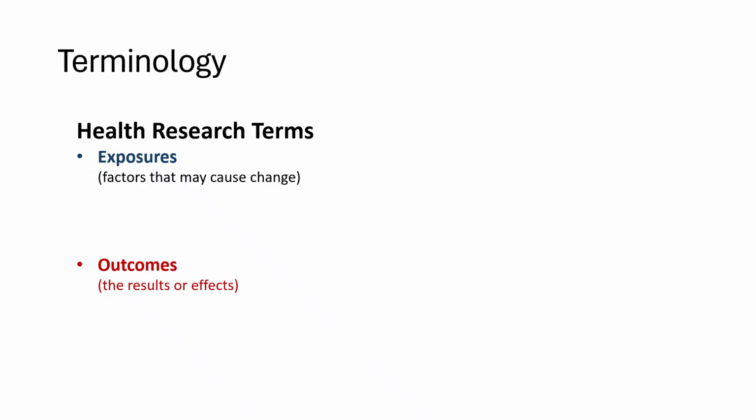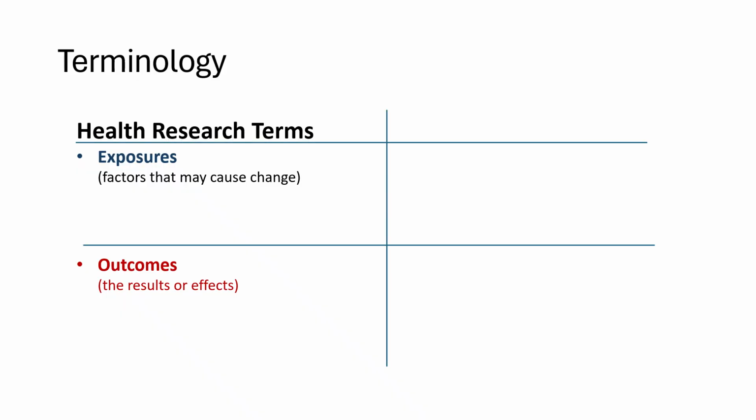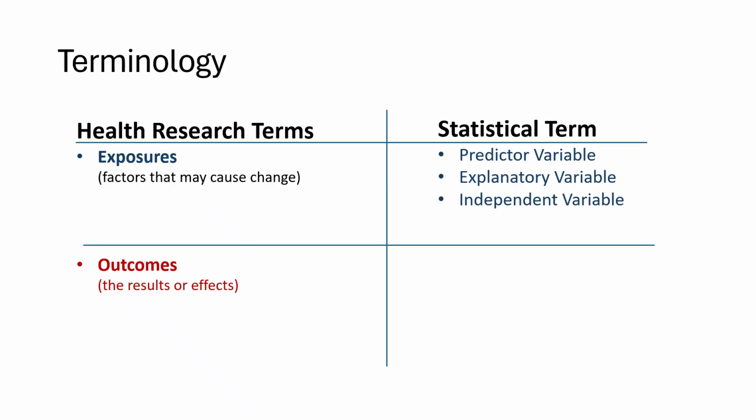In health research, we typically think in terms of exposures, which are the factors that may cause change, and outcomes, which are the results or effects. However, when using statistical software or reading scientific literature, these variables are often referred to using more formal terminologies. For example, for exposures, we often use the equivalent term predictor variable, explanatory variable, or independent variable. And for outcomes, we use response variable or dependent variable.